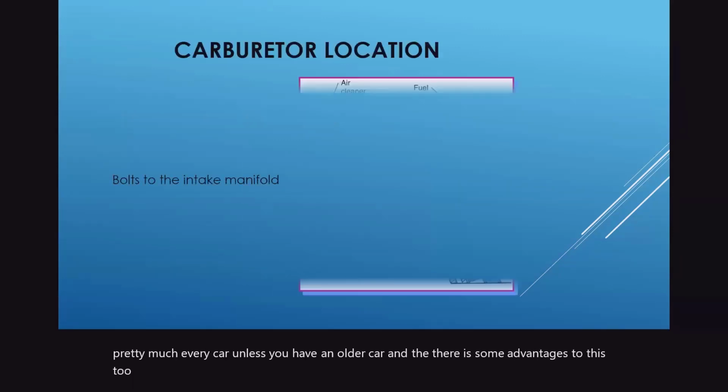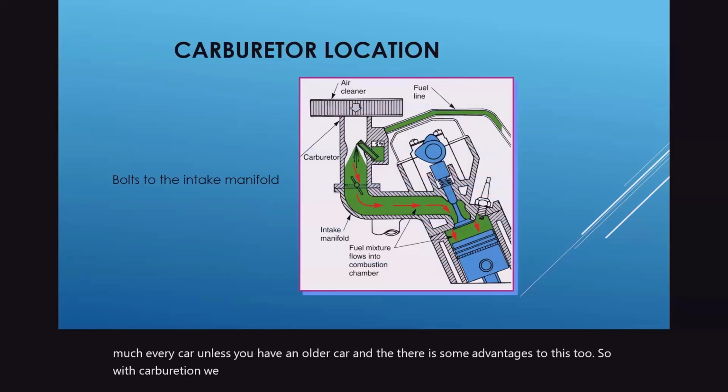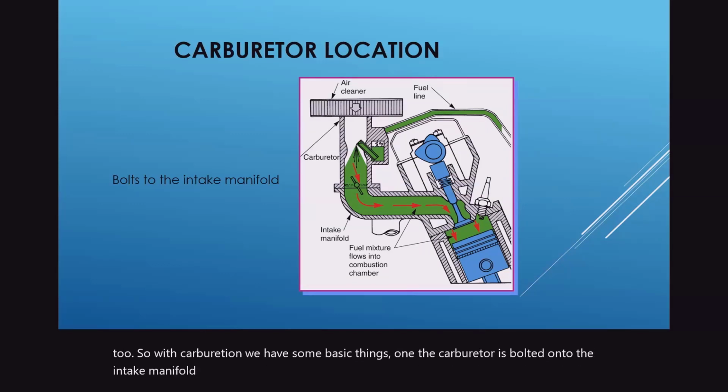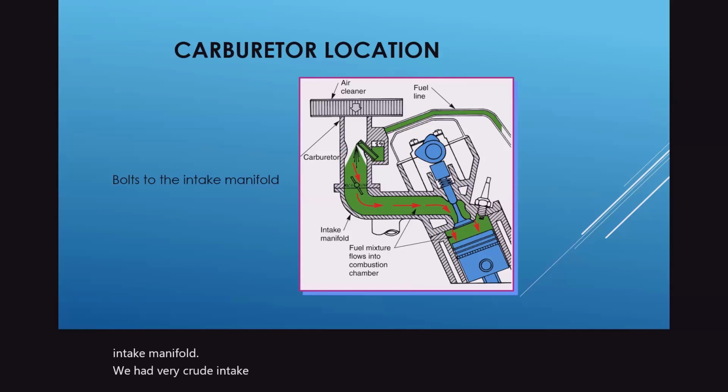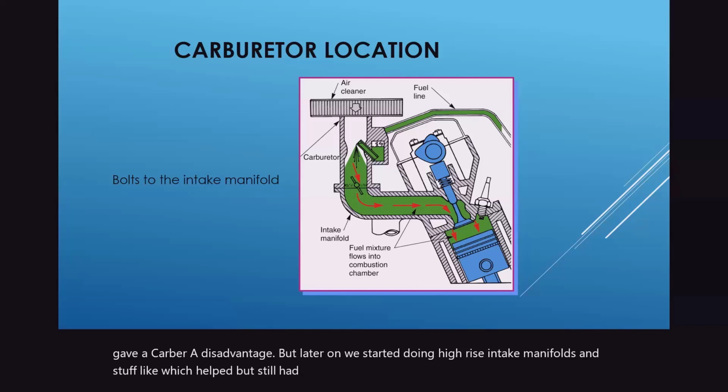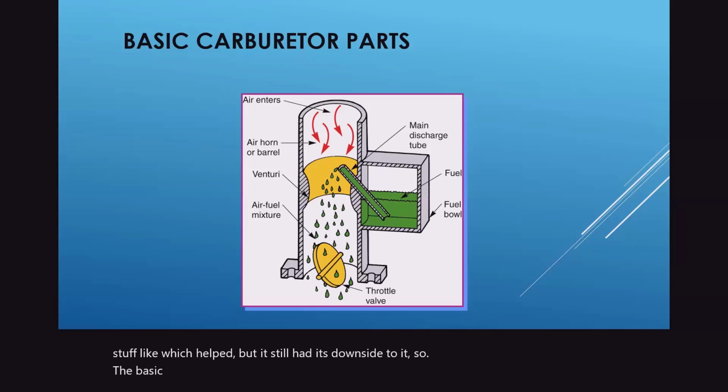With carburation, we have some basic things. One, the carburetor is bolted onto the intake manifold. We had very crude intake manifolds too, which was one of the things that gave a carburetor a disadvantage. Later on, we started doing high-rise intake manifolds and such, which helped, but it still had its downside.